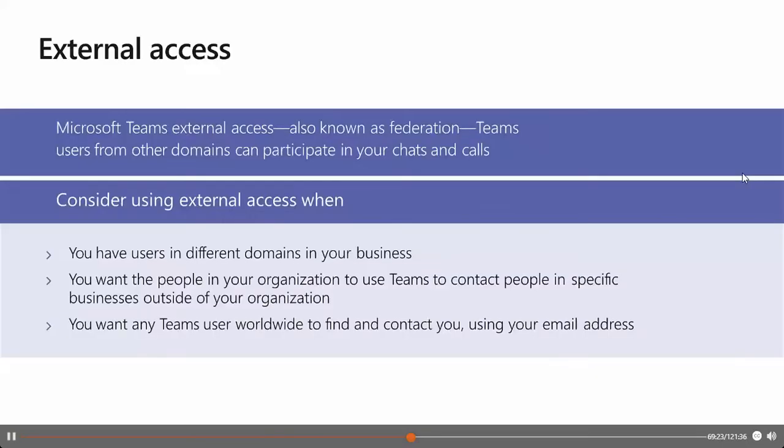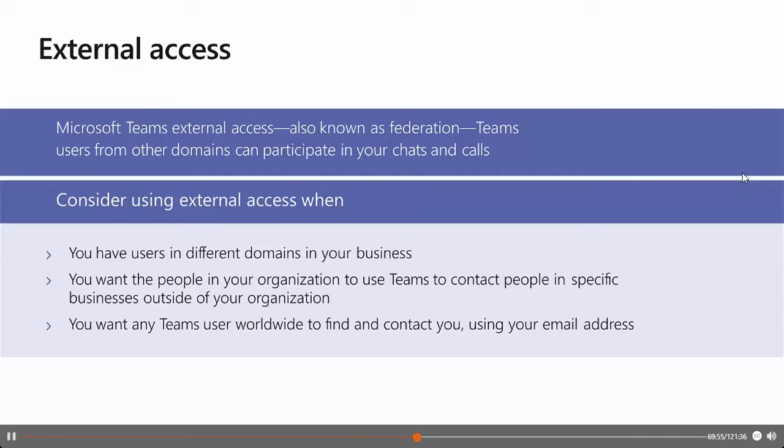With Microsoft Teams external access, Teams users from other domains can participate in your chats and calls. So you can also allow other external users who are still using Skype for Business Online or Skype for Business Server. You basically use external access when you have the following considerations, like you have users in a different domain in your business. For example, you have rob@contoso.com and ann@northwindtraders.com.